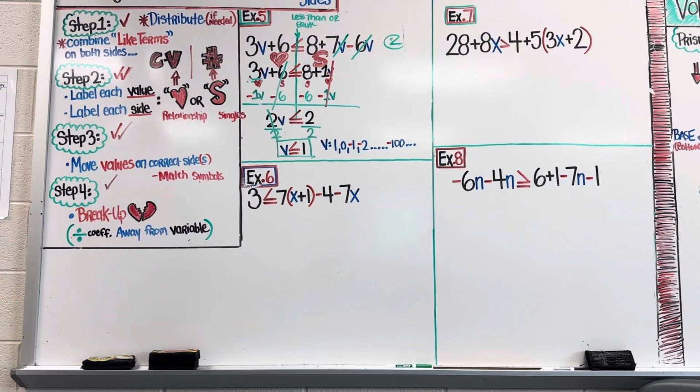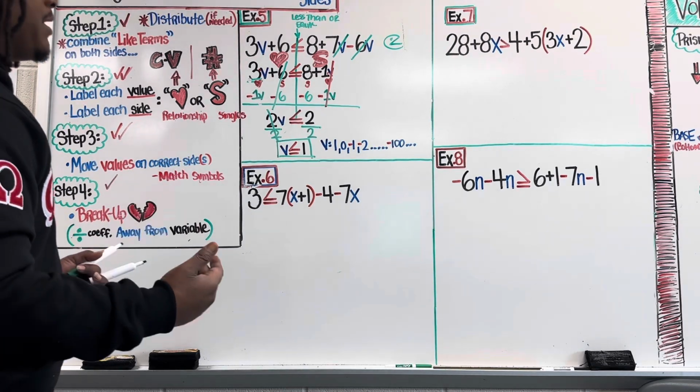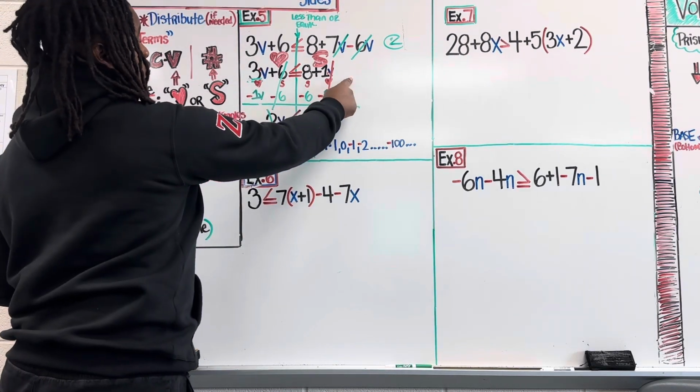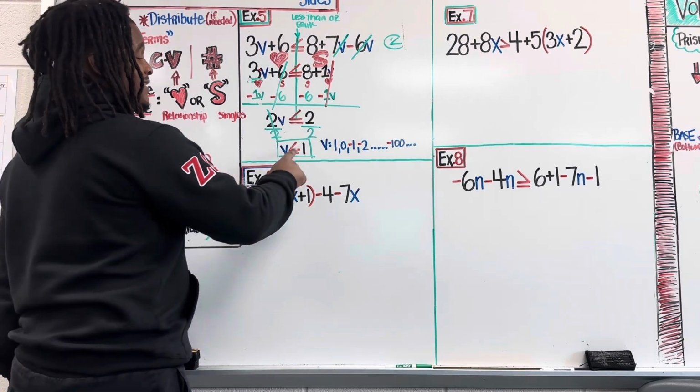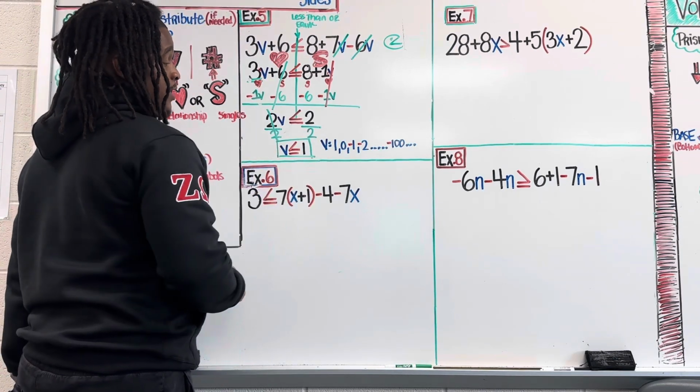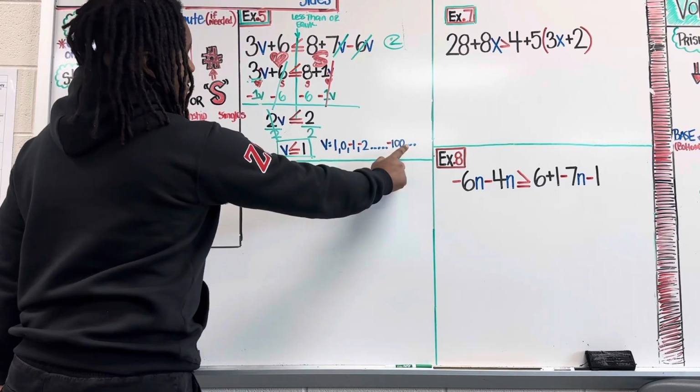So these are all of the potential values V could be in order to make this whole inequality statement true, okay? V could be any number that's less than or equal to 1. So it could actually be 1 or any number that's less than 1.